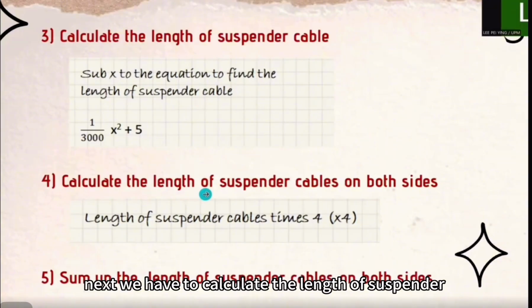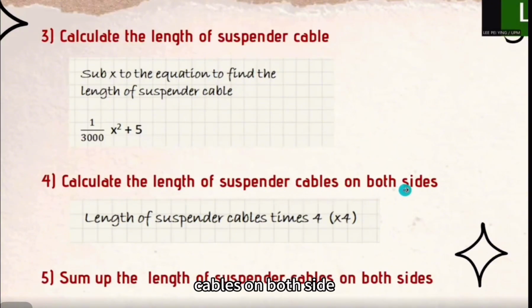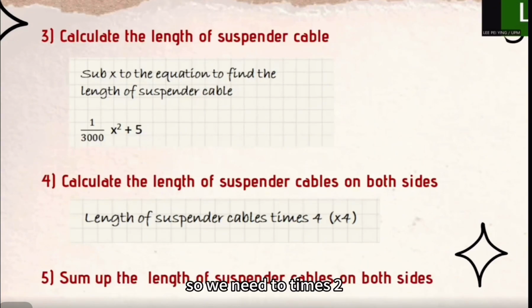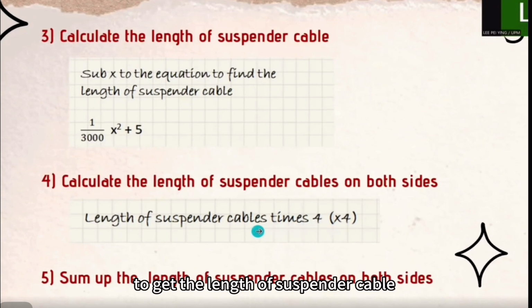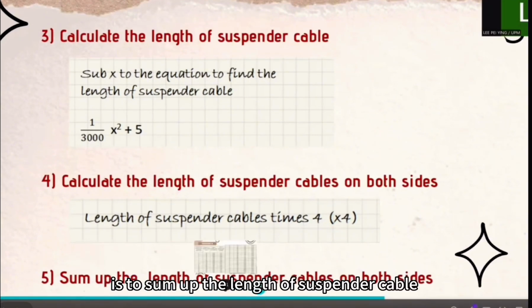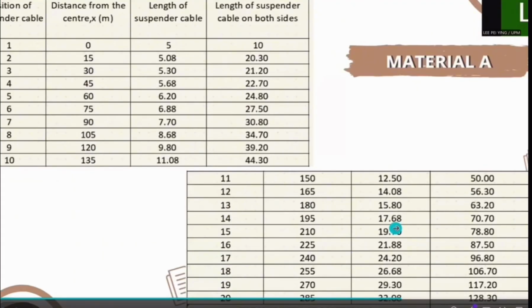Next, we have to calculate the length of suspender cables on both sides. Since we have two suspender cables with the same length on one side, we need to times 2. And since we have both sides, we need to times another 2. So in total, we need to times 4 to get the length of the suspender cable. So the final step is to sum up the length of the suspender cable on both sides.